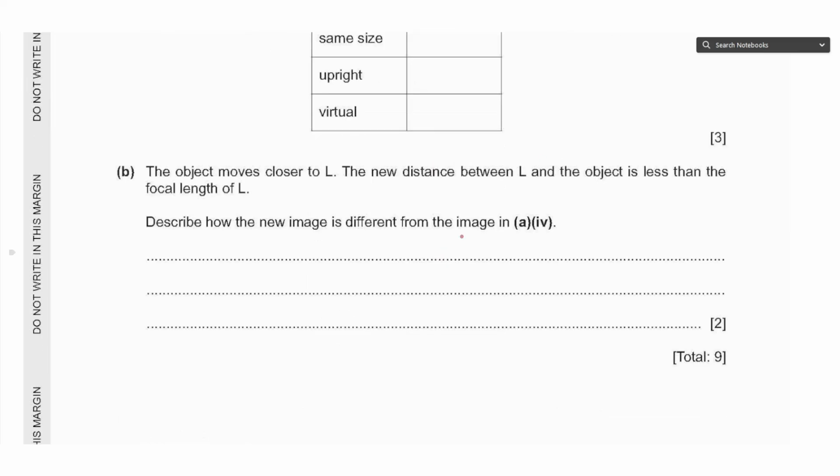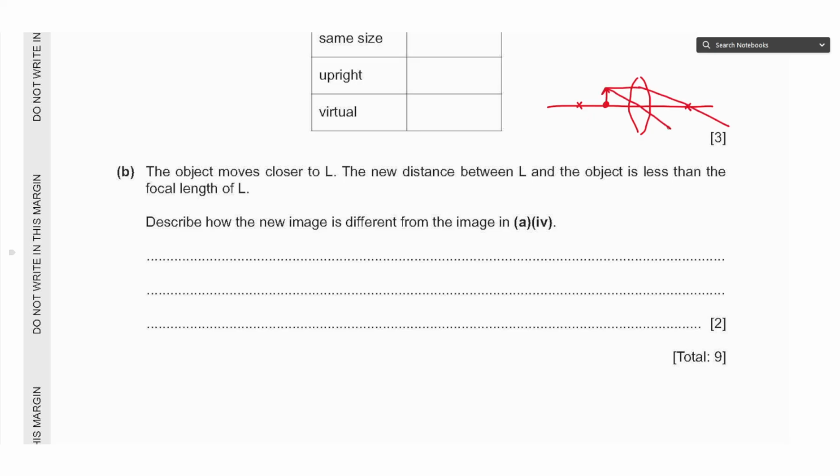Part B says the object moves closer to L. The new distance between L and the object is less than the focal length. Describe how the new image is different from the image in part IV. So we have the lens here. For a converging lens, if you place an object closer than the focal length, the object will create diverging rays.